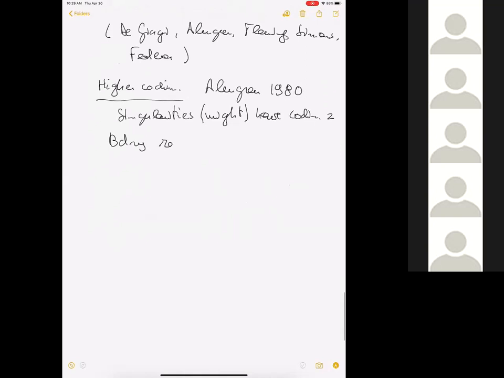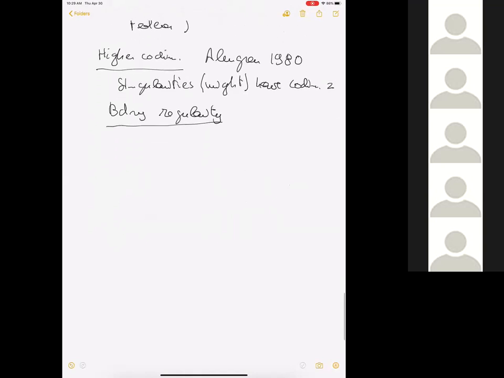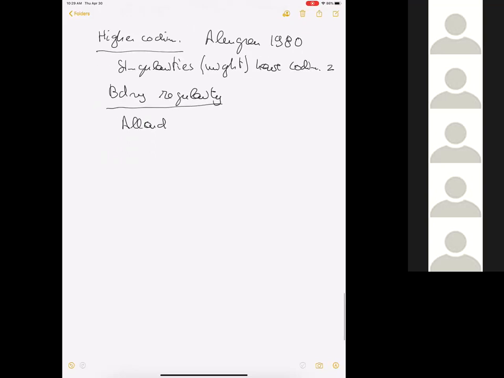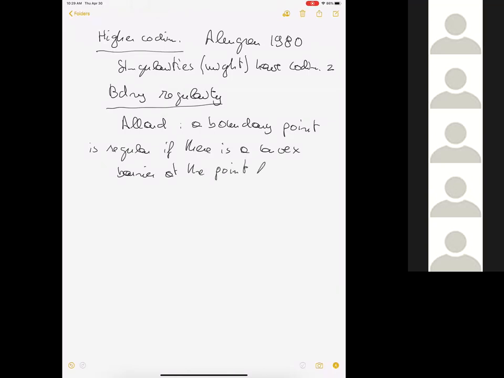So for the boundary regularity, you have, first of all, a fundamental result by Allard, which essentially says a boundary point is regular if there is a convex barrier at the point for the minimizer.